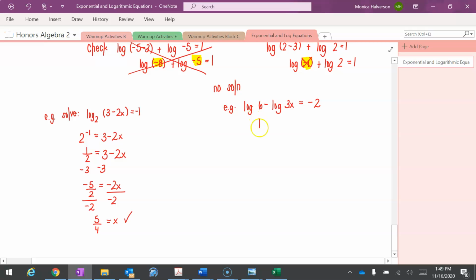For the next one, we need to condense first by using the quotient rule. 6 over 3x. All right, and now we're going to convert to exponential form. 10 to the negative 2 is equal to 6 over 3x. So 1 over 100 is equal to 6 over 3x. So 3x equals 600, x equals 200, and when we check, that solution works as well.